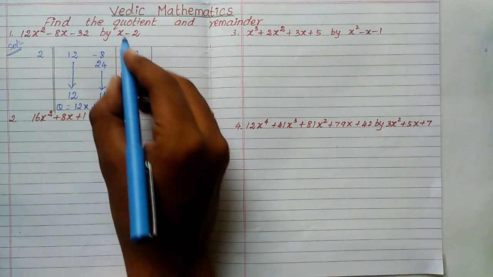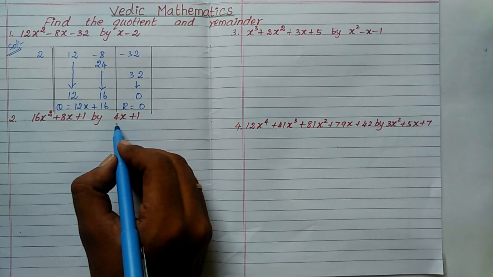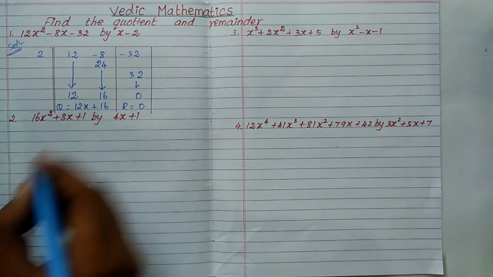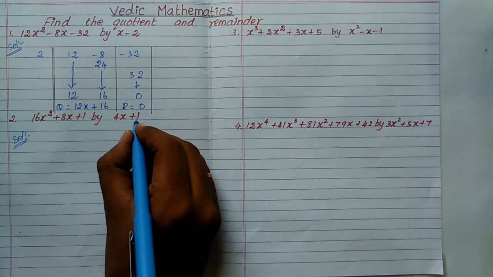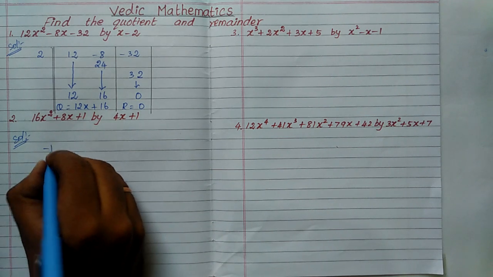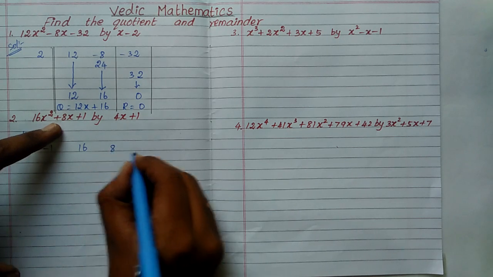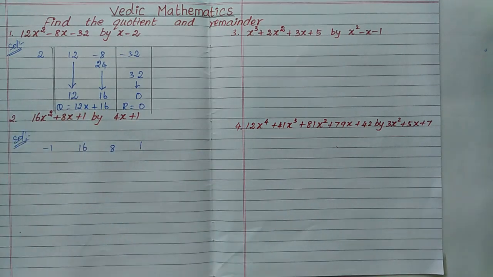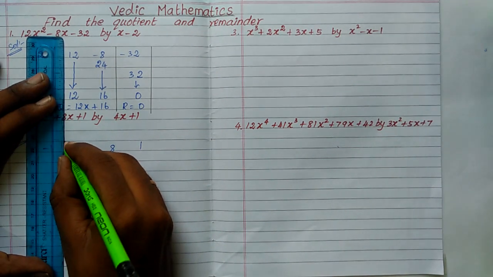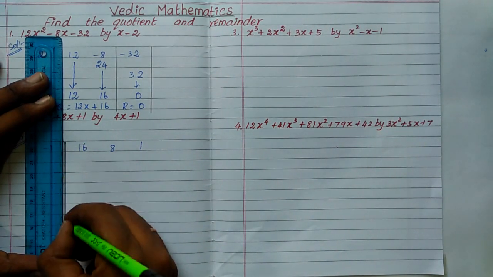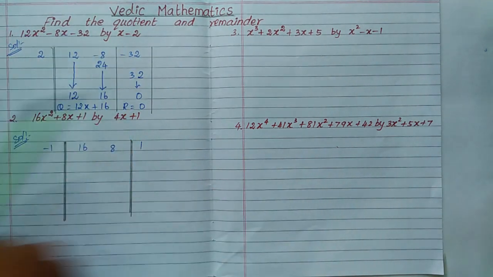Next, the same model. Here the coefficient is 1, so it is easy. Here the coefficient of x is 4, so this model sum I will solve now. Solution, same way: in the earlier one we had positive 1, so here I will take negative 1. The coefficients of x square are 16, 8 and 1. Here also we have two terms, so this is the division part, and the remainder will have only one term.